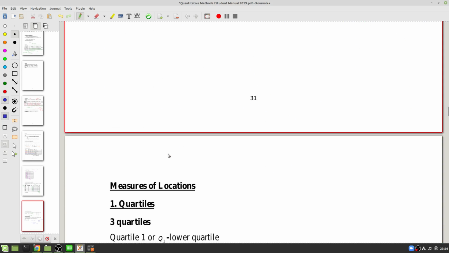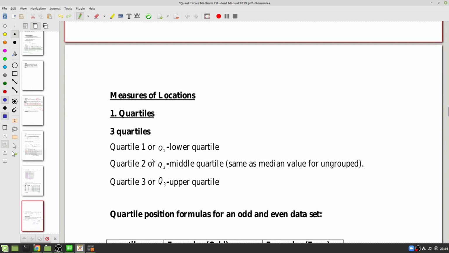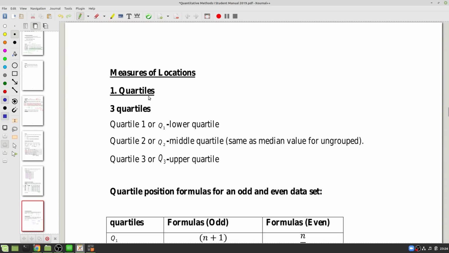Okay, that is it for this video. Next up, we'll look at measures of location. That'll be quartiles, deciles, percentiles, and you'll see those are pretty straightforward. It just works the same as the median. There we get median. Works the same as that idea.